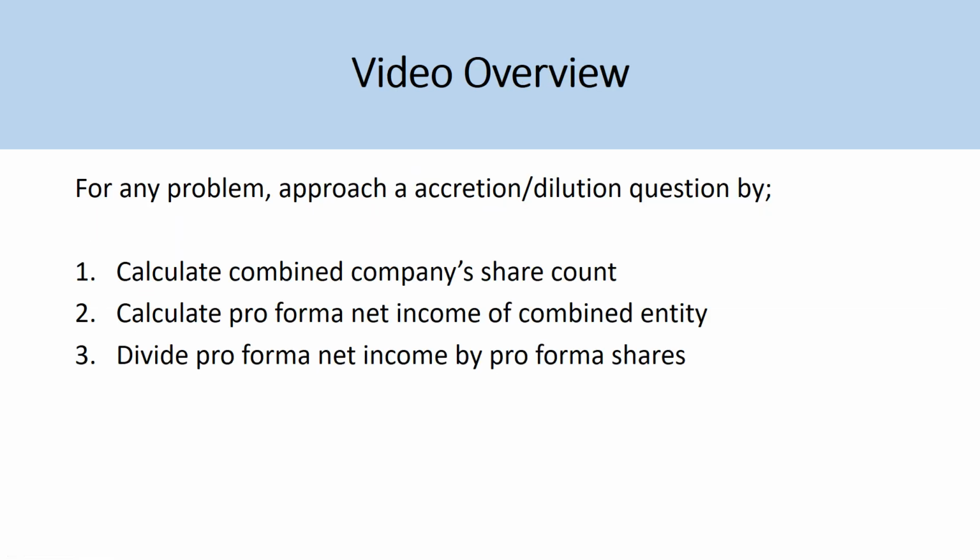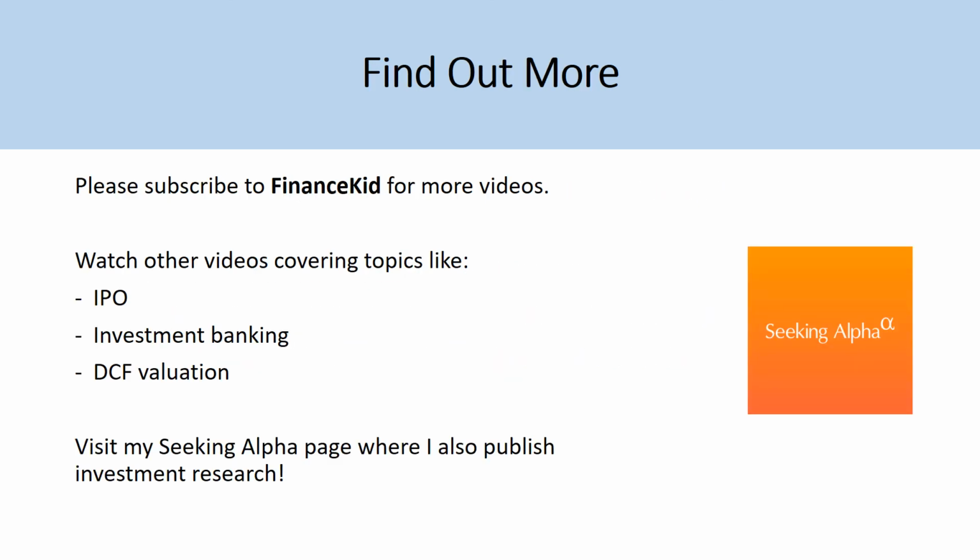Now just a quick overview. For any accretion dilution question, approach it by first calculating the combined company share count. You then calculate the pro forma net income of the combined entity, and then you divide the pro forma net income by the combined new shares outstanding to get pro forma EPS, and then see whether it's higher than the standalone basis and therefore accretive, or if it's lower and therefore dilutive for the overall transaction. Other than that, that's pretty much it.